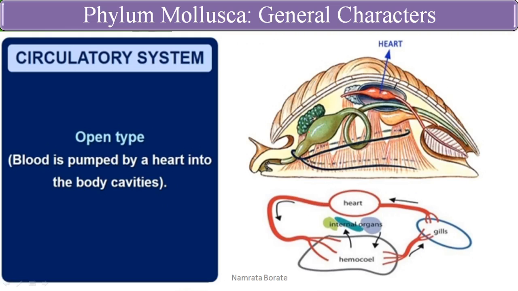Next is the circulatory system. It is an open type of circulatory system. The blood is pumped by a heart into a body cavity, the coelom, and this coelom is filled with blood, so it is called the hemocoel. That means the body cavity which is filled with blood is called the hemocoel.